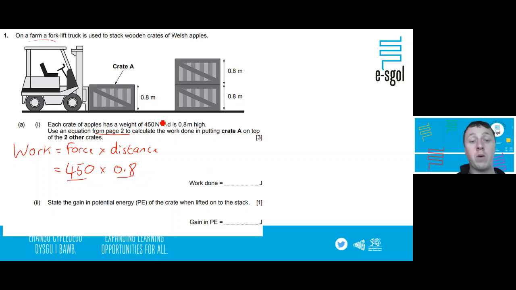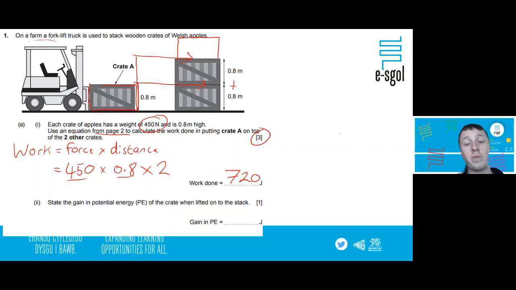If we take a single crate, which is shown in the diagram, it is going to be raised on top. However, please make sure it's clear that we have to raise it twice the height in order to stack it on the top, which means the crate will be raised 0.8 twice or 2 times 0.8. And if you correctly do this, you'll get an answer of 720 joules. So 3 marks, nice straightforward question.